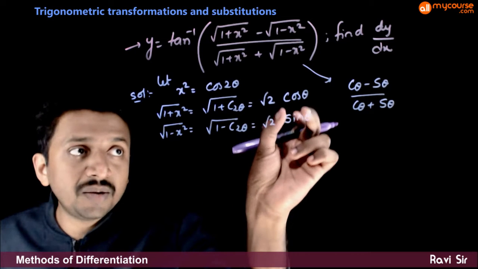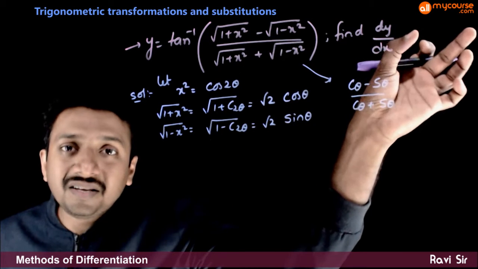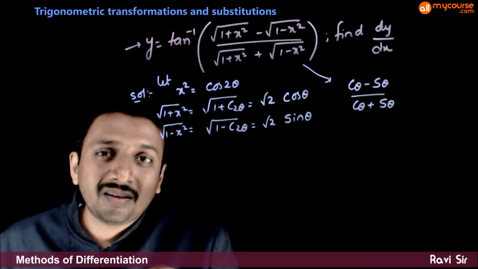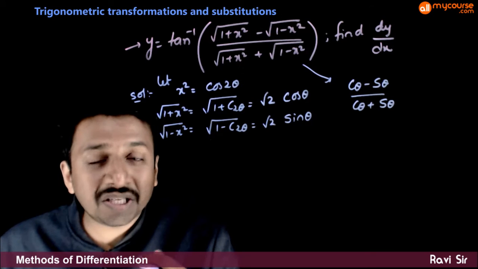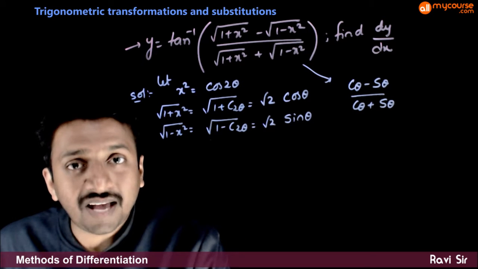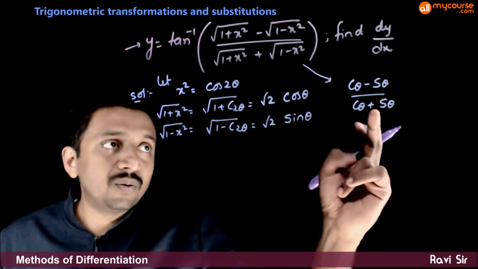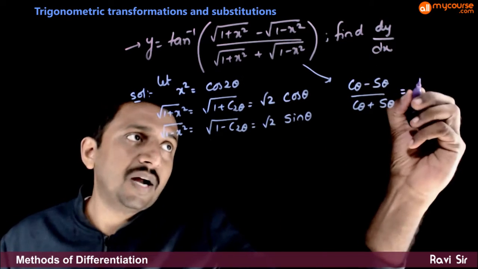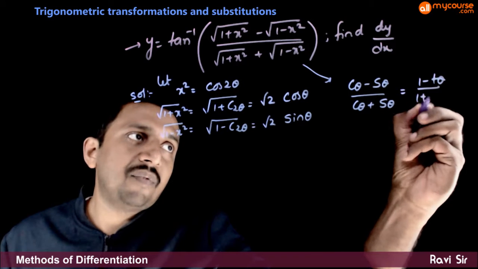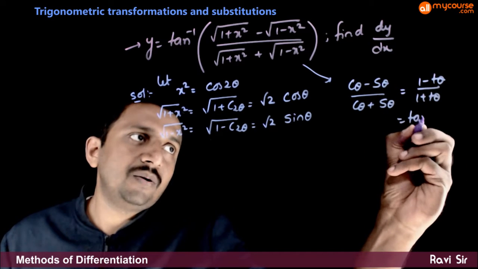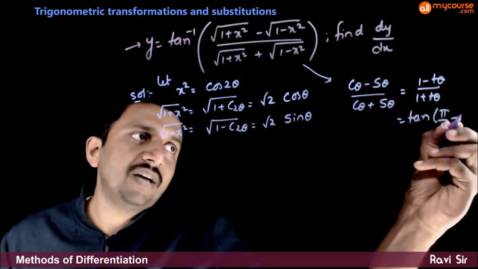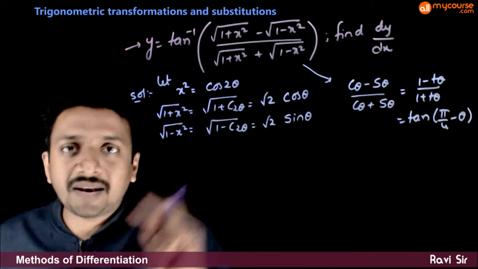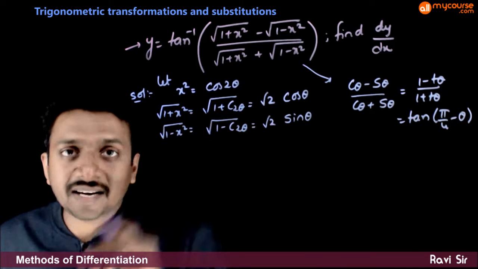So here I am not using mod because nothing is given about the range of x. So that means the person who has set the question is not expecting you to do the analysis of mod. So this, if you divide numerator and denominator by cos theta, you get 1 minus tan theta by 1 plus tan theta, which is equal to tan of pi by 4 minus theta. So tan inverse of tan pi by 4 minus theta, tan inverse and tan gets cancelled.